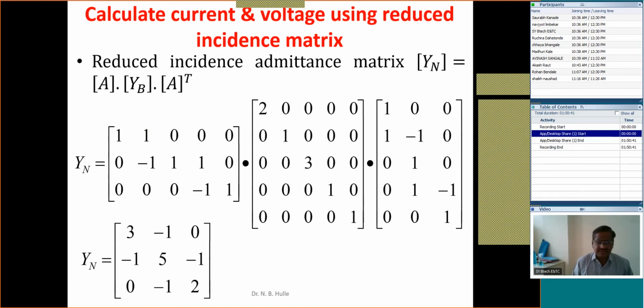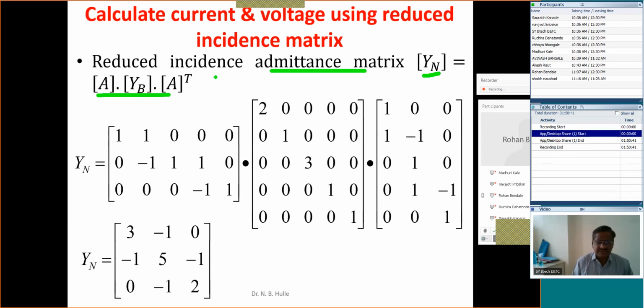Now here in this case, what we will do, now the reduced incidence matrix we have, now we will prepare this YN, that is the reduced incidence admittance matrix, using this equation we have seen. How is the equation? This Yn is equal to A into Yb into A transpose. This relation we will use. We will do this calculation. This is the matrix multiplication, and this matrix multiplication is not that much complicated. It is very simple multiplication.